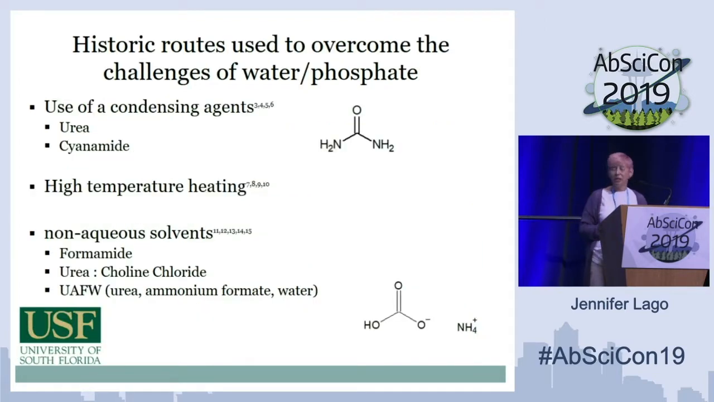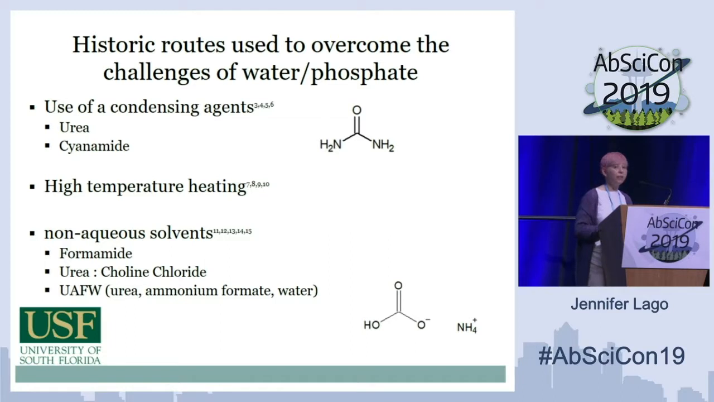So historically, scientists have used multiple routes in order to overcome this problem. They've incorporated condensing agents into their systems, such as urea or cyanamide. They've done high-temperature heating in order to drive off water within the system, and others have used non-aqueous solvents, such as formamide or the deep eutectic solvent of urea choline chloride.